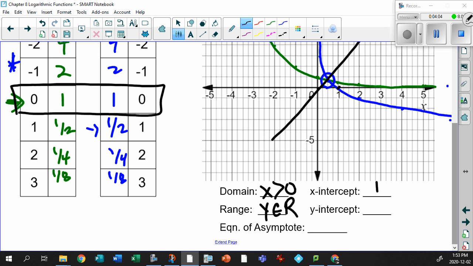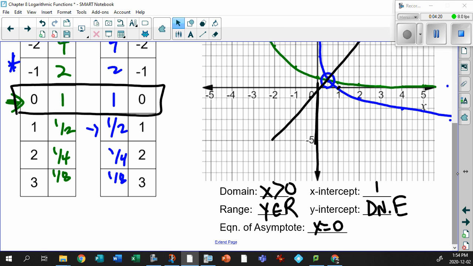Does it cut the y-axis anywhere? No, does not exist. Do we have an asymptote? Sure we do. Of course. It's this y-axis that it doesn't cut. There's our asymptote. So we can put down that x equals 0. See how simple this is now that you know all of the basis of what we did previously. Okay, go watch that introduction one again. I tell you, it's going to help.